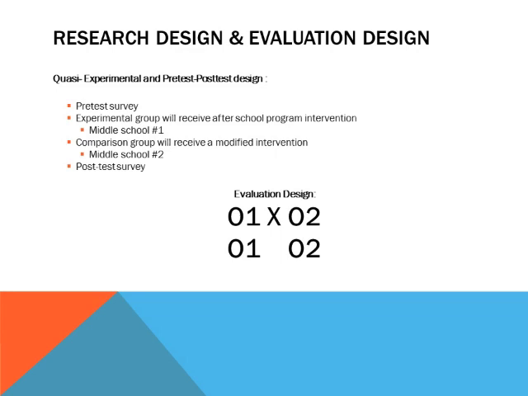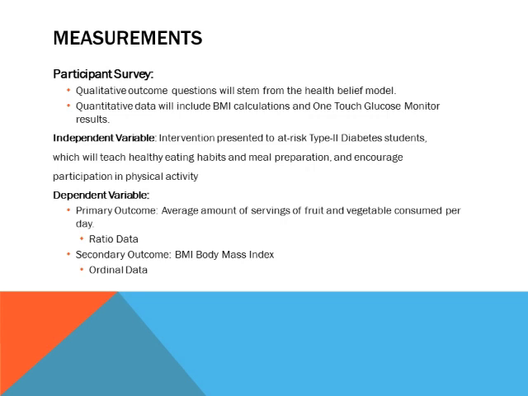Students from middle school number 2 who have an at-risk BMI will receive a modified intervention. These students will be our comparison group. Following the intervention, a post-test survey and health assessment will be administered to all students.